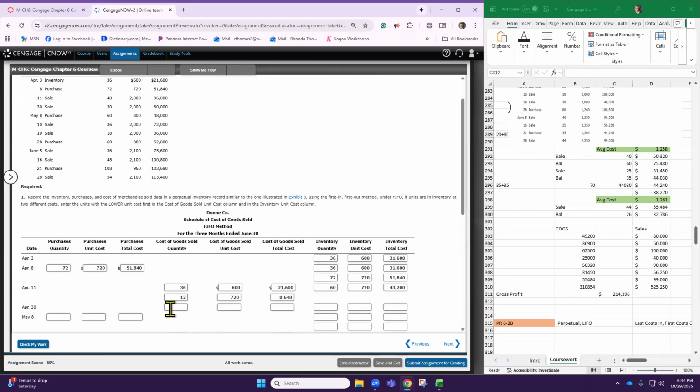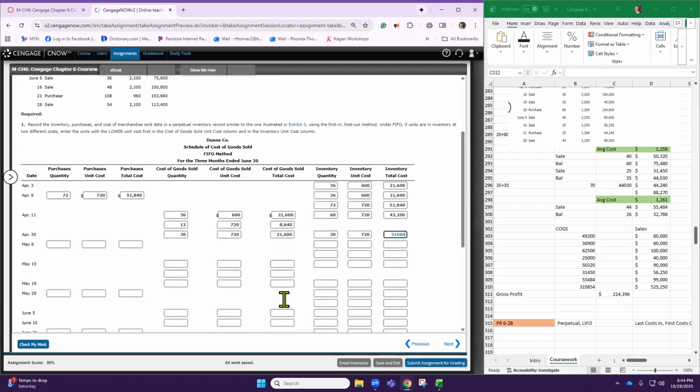Okay, now it's time to make another sale. Now we're going to sell 30. Well, we only have one cost to sell out of. So that's going to be half of that. So that's 21,600, and that is what we have remaining. Remember, this is perpetual, so we're going to have a new balance.